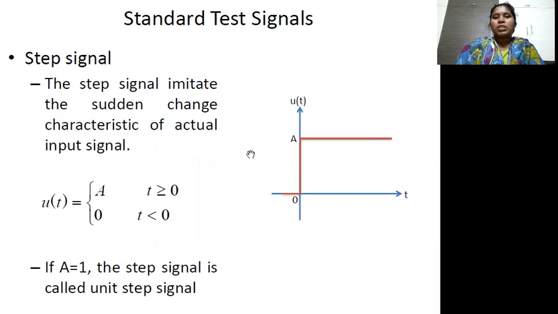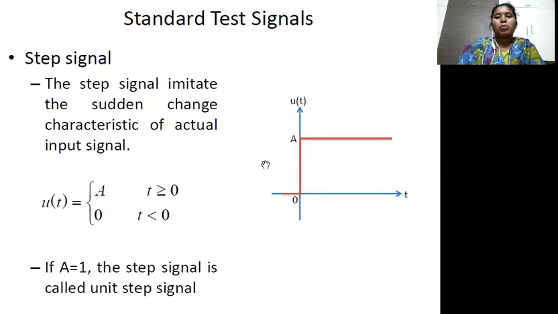A step signal imitates the sudden change in the characteristics of an actual input signal for a longer time when compared to the impulse signal. In the impulse signal, the sudden change appears only at t equal to 0 and disappears at t greater than 0. But in the step signal, a sudden change appears due to the input signal and remains constant for some time.